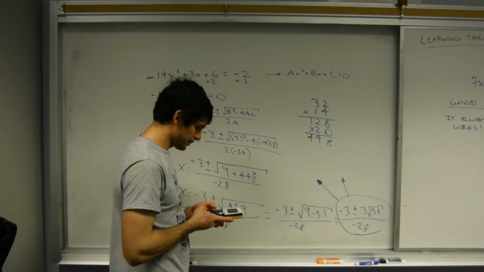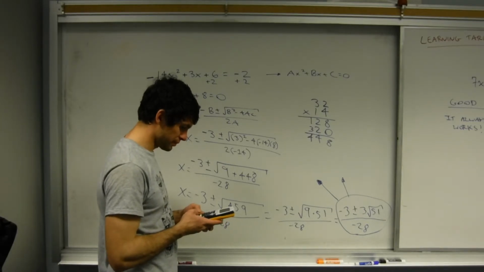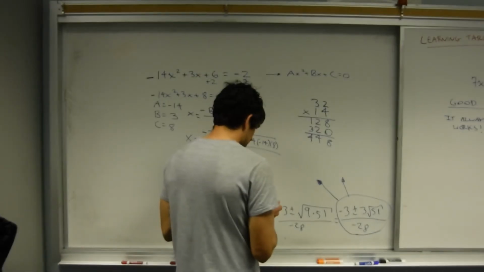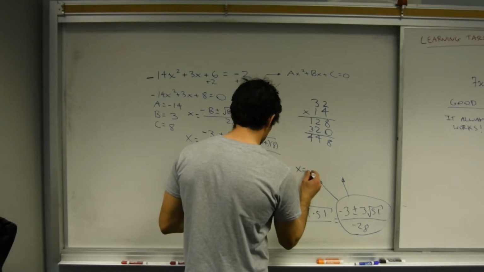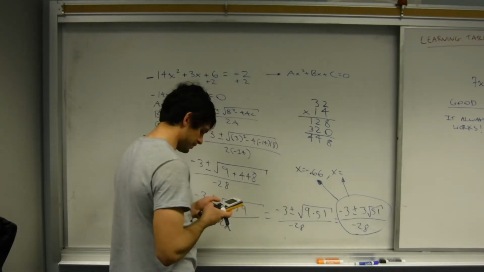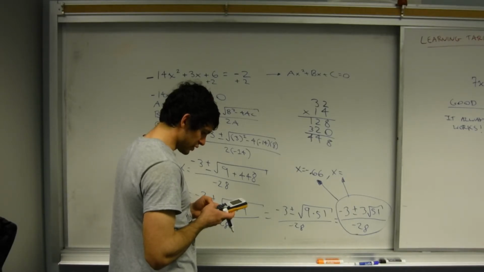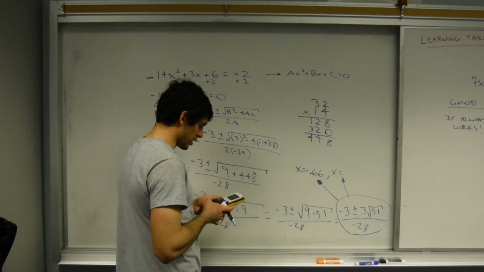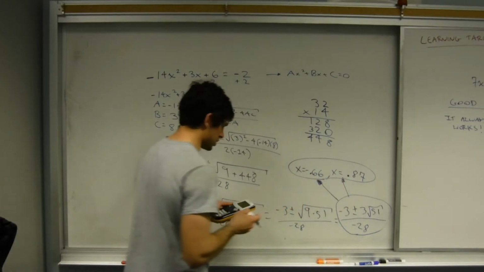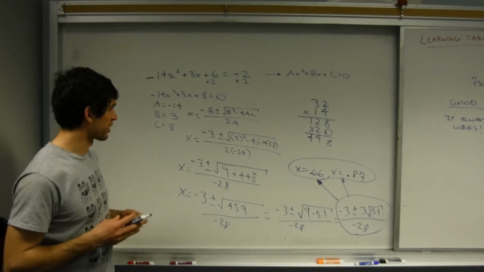We would get negative 3 plus the square root of 459, divided by negative 28. We get either x is equal to negative 0.66, or we get negative 3 minus the square root of 459, which gives 0.87. So those are two examples of solving quadratic equations using the quadratic formula.